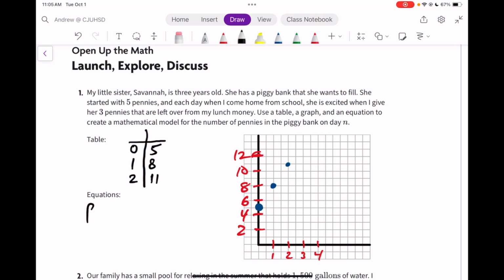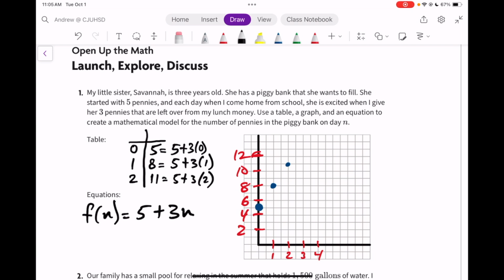And our equation is f of n equals, starting at 5, adding 3. But now, since we didn't start at 1, we can simply call this n. So if you look at the table, we can make that work because it's 3 times 0, which is 0, and then there's the 5. And then 3 times 1, we'll add a single 3. And then 3 times 2, we'll add 3 twice. Let's look at the next problem.